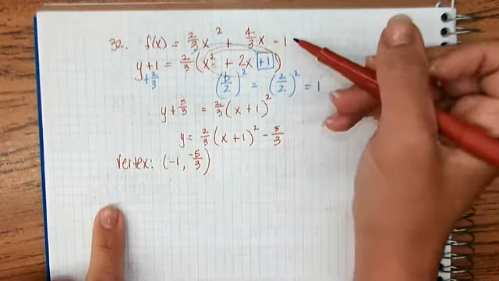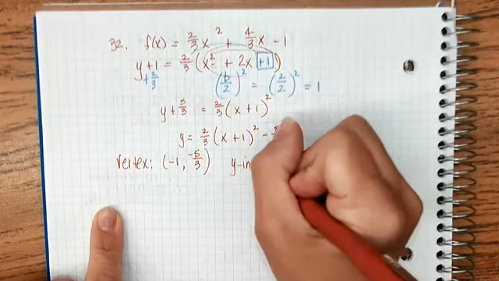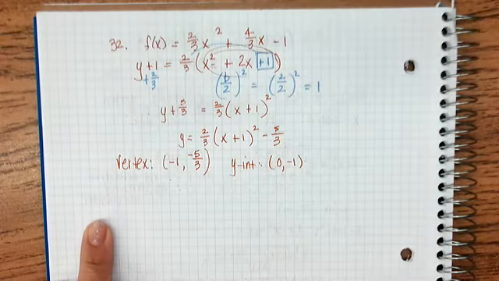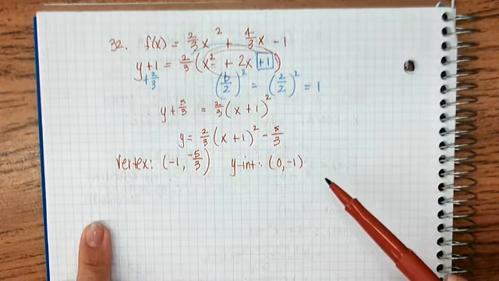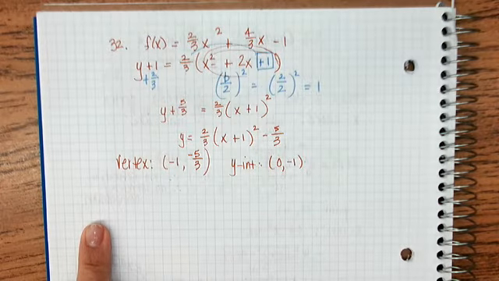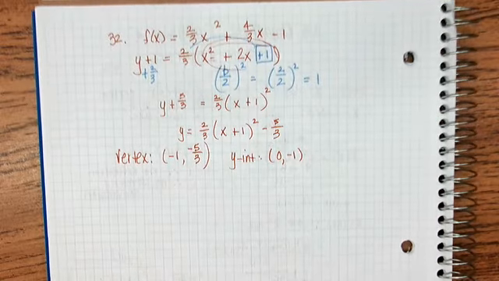Y-intercept, go back to the original problem. The y-intercept is going to be 0, -1. You want to find the y-intercept of any function, you make x 0. So you just plug it straight in. Okay, so the x-intercepts, the domain, the range, the increasing, the decreasing. Okay, this vertex is going to become critical for our analysis of those items.